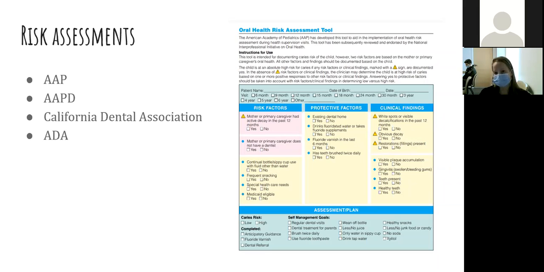The one that I listed here at the right is from the AAP. But this is just another form for parents to fill out. We have lots of forms we give out before appointments. So I wanted to distill it down to the risk and protective factors to go over with you guys.